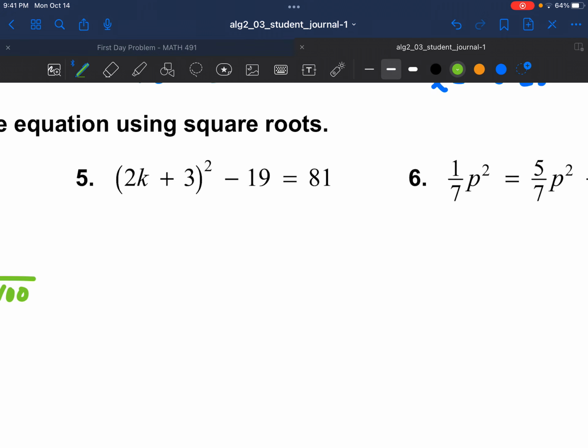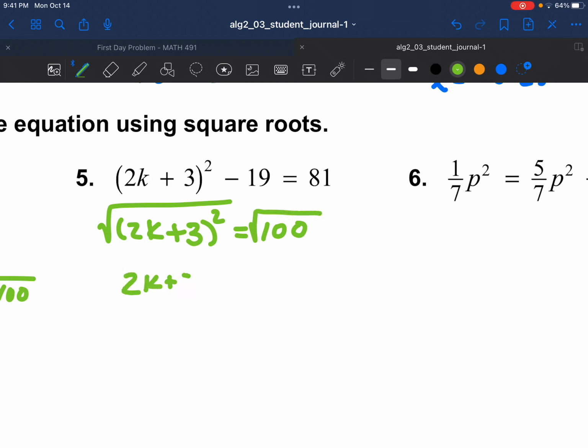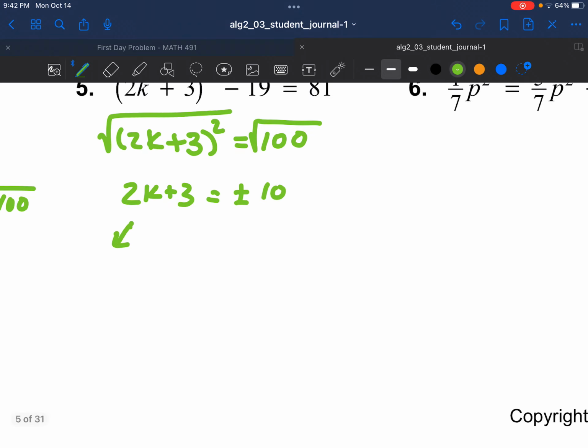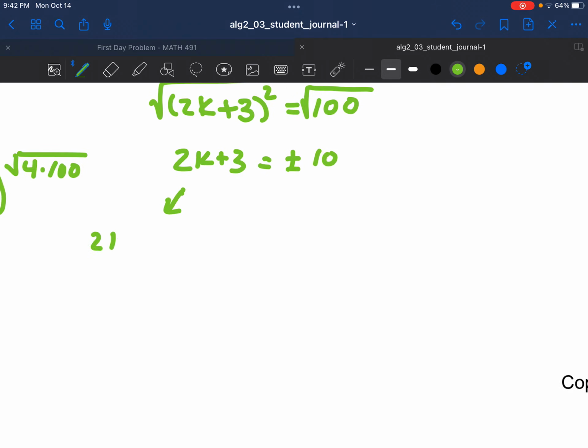This one here we're going to do the same thing, but we have some simplification that needs to happen. So 2k plus 3 squared equals, we're going to add 19 to the other side, and that should leave us with 100. Take the square root of both sides. That's going to be 2k plus 3. The square root of 100 is 10, so plus or minus 10. Then we have two options that we need to break up. So we're going to do 2k plus 3 equals 10, and we have to deal with 2k plus 3 equals negative 10.